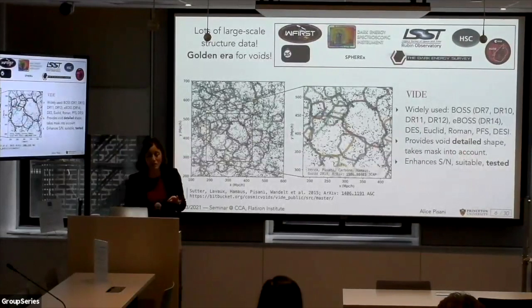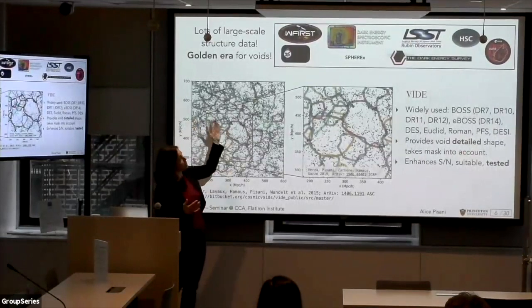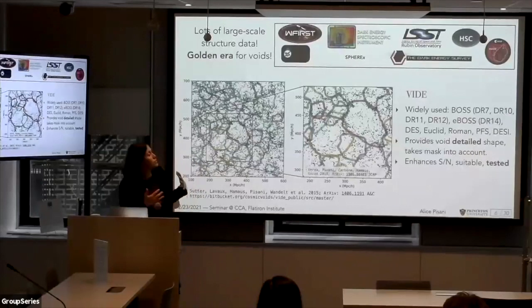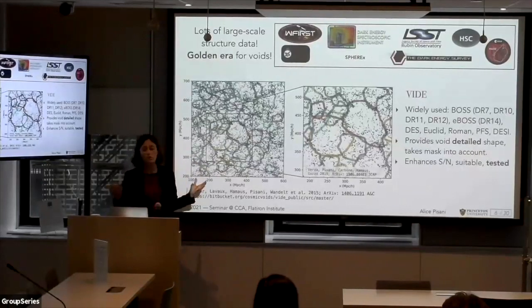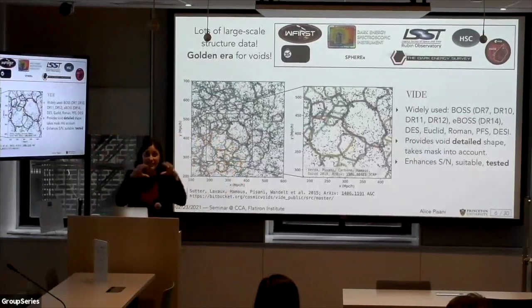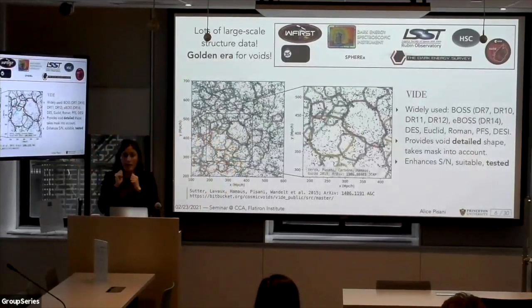It's actually the good moment to look at voids because we're going to have an impressive amount of data in the upcoming years. Here we have some of the surveys that are ongoing and upcoming, and they will allow us to obtain lots of large-scale structure data. So because voids need both volume and detail in observation to detect low-mass galaxies, we are really only now approaching the golden era for voids.